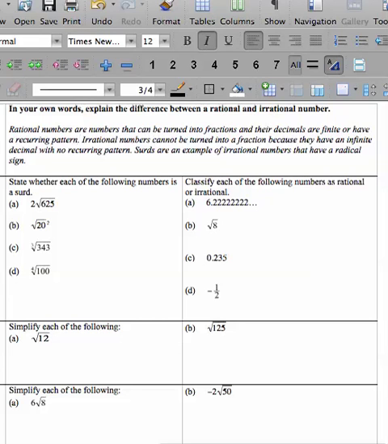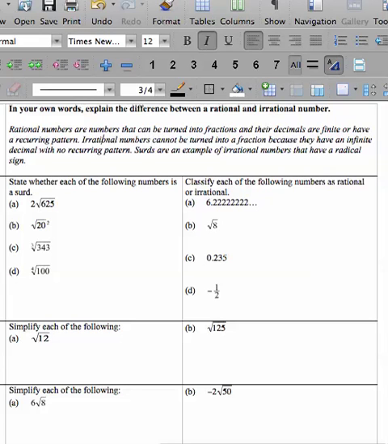However, irrational numbers are numbers that can't be turned into a fraction, and that's because they are decimals that have an infinite decimal but no recurring pattern. If their decimal has no pattern, then they can't be turned into a fraction, and therefore they are irrational. And surds, because our topic's on surds, I've included this part in. Surds are an example of irrational numbers that have a radical sign.